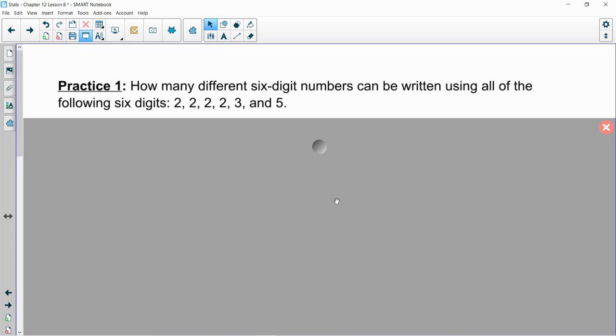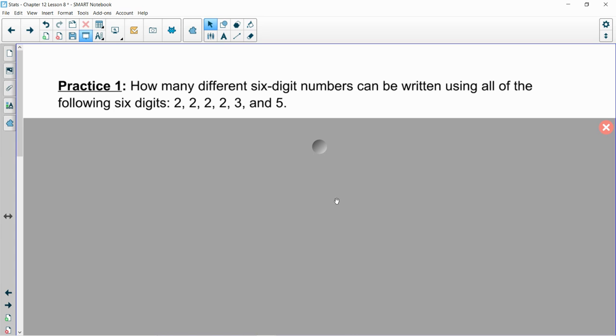So think about what we just said. Total number of objects, factorial, divided by the amount of repetition, factorial. See if you can put that fraction together as you're listening to my soothing voice.